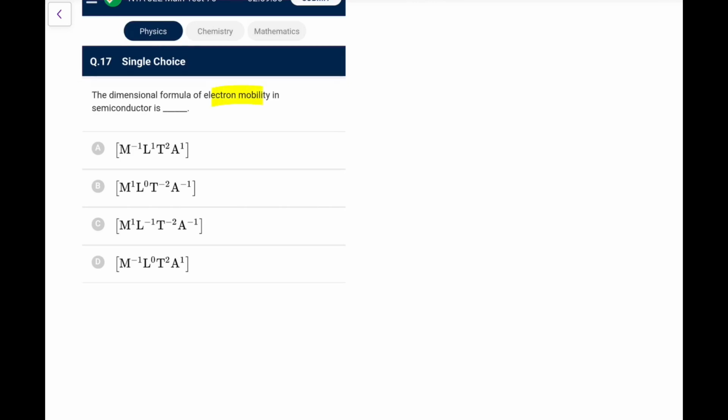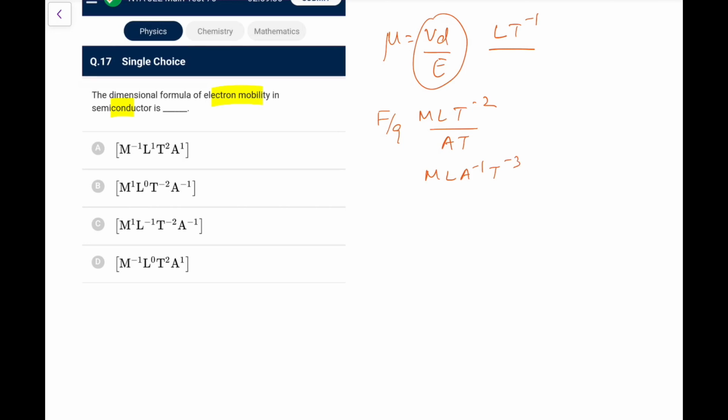The dimensional formula of electron mobility. So mobility I remember is Vd by E. So velocity is L T minus 1, electric field is F by Q. F is M L T minus 2, Q is A T. So this becomes M L A minus 1 T minus 3.